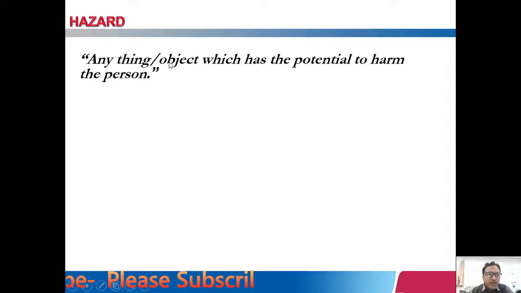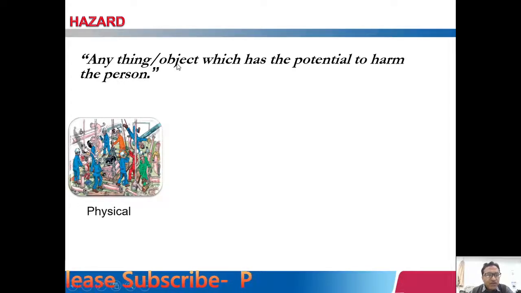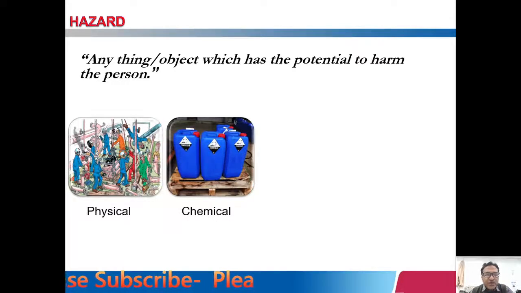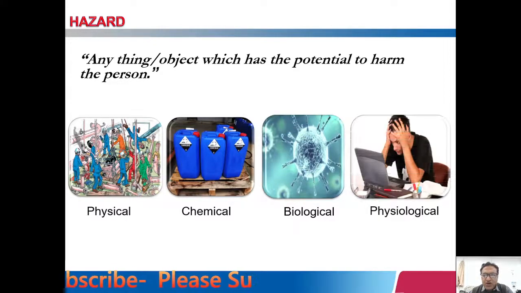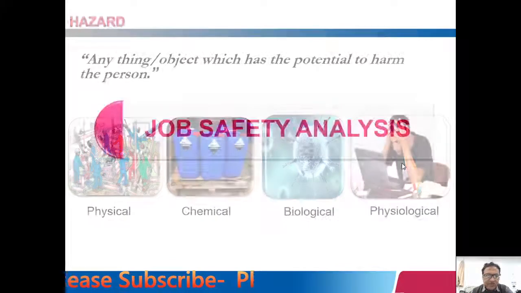So anything, any object. The object here could be a physical object, a chemical object, a biological object, or a physiological one. So these are the types of hazards: physical, chemical, biological, physiological.